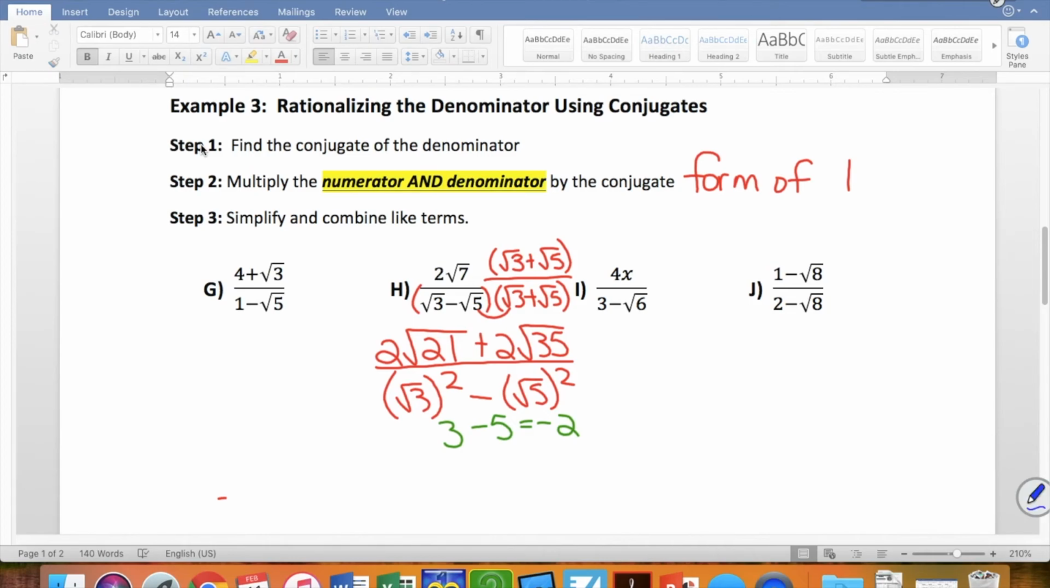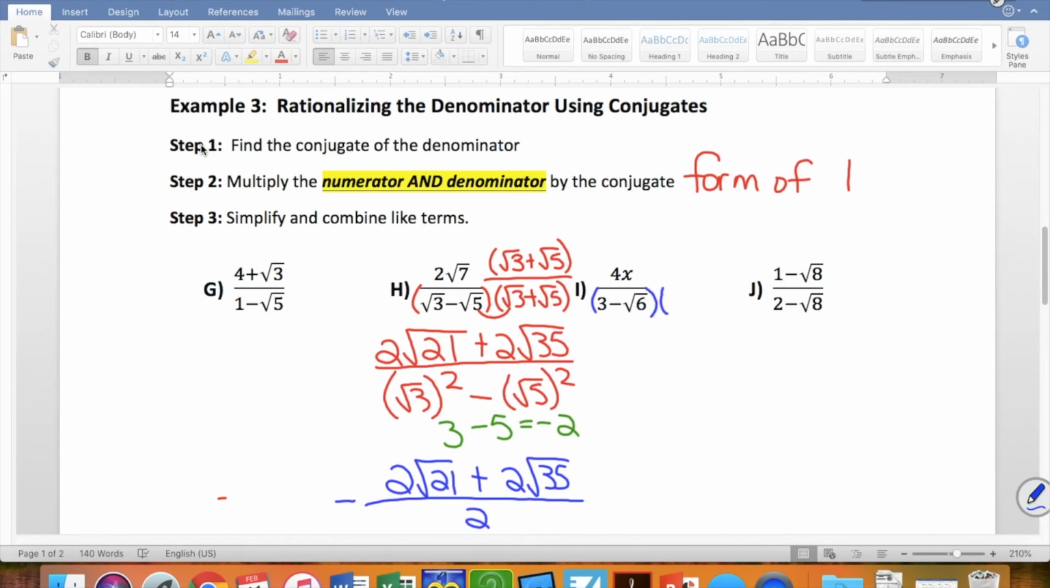So my final answer is going to be a numerator of 2 square roots of 21 plus 2 square roots of 35. And there are no perfect square factors of 21 or 35, so that's as simplified as I can get it, all over negative 2, and put the negative out front. I'm just putting the negative out front. Okay, I could put it with the numerator, but I'd have to change both the signs of everything in the numerator. Okay, last few examples.